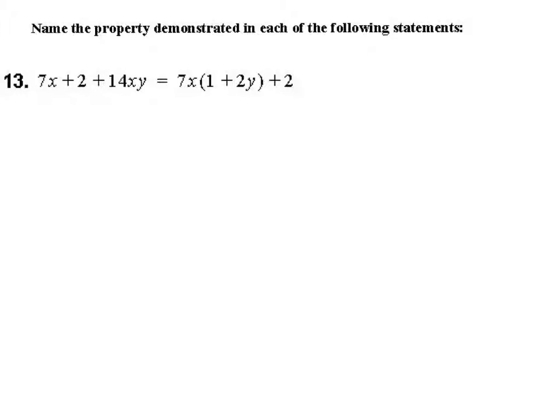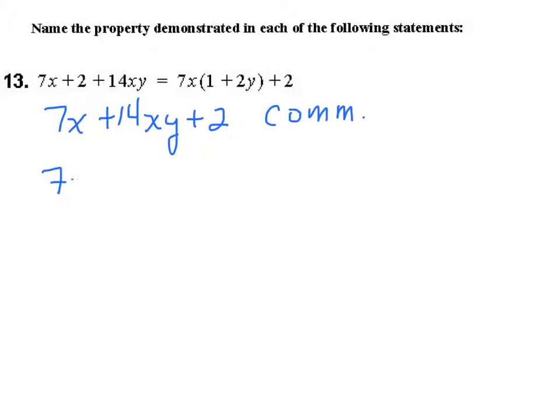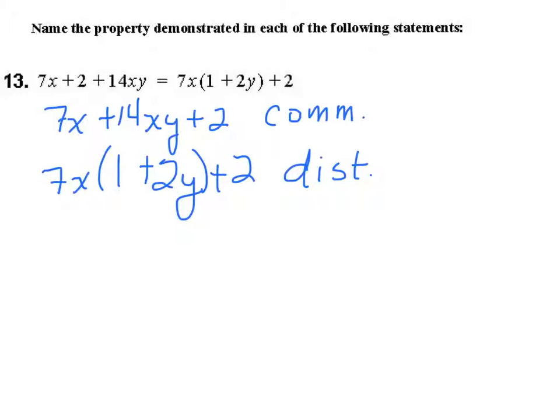It says name the property demonstrated. I see two properties. First, they switched the order. They changed it to 7x plus 14xy plus 2. So that would be the commutative property of addition. And then they took the greatest common factor, 7x, and divided it out of both terms. So 7x divided by 7x is 1, plus 14 divided by 7 is 2, x divided by x is no x. So that would be a use of the distributive property. They undistributed it.